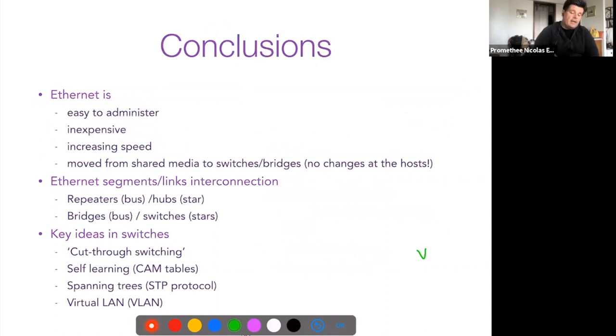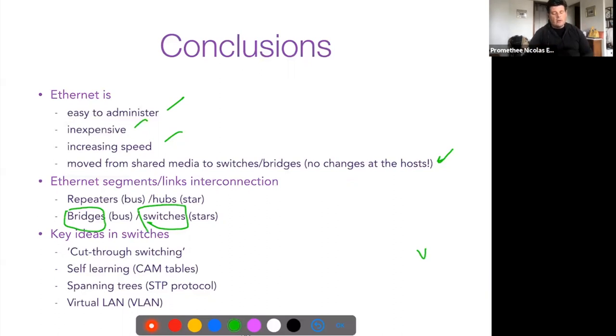Okay, so as a conclusion, Ethernet is very easy to administer. We don't have addressing problems. It's plug and play. It's inexpensive; the technology that we use is very inexpensive. The speed that we can get is a very high throughput. Nowadays we can reach hundreds of gigabits really easily. It moved from a bus to a star topology without changing the host, so that is totally transparent. Whether your host is connected to a star or to a bus, it doesn't make a difference for a host. The MAC address of a switch is unknown. It's totally transparent. We already said that if we have two buses, it's a bridge. If it's a star, this is a switch, but it's pretty much the same kind of device.